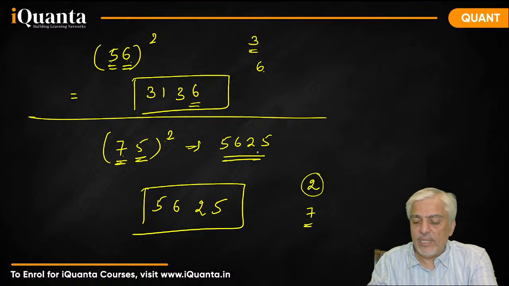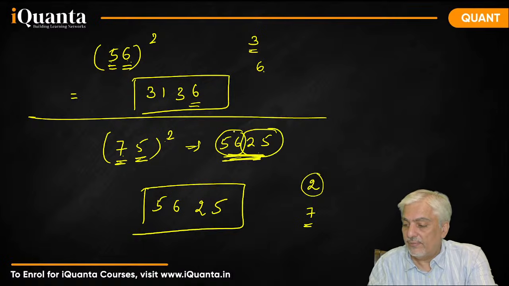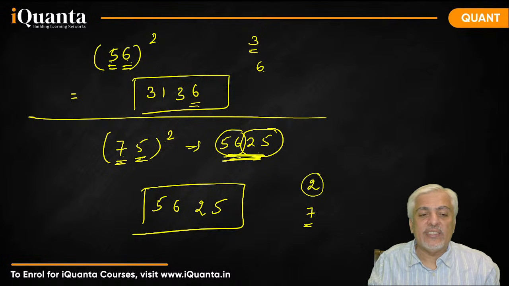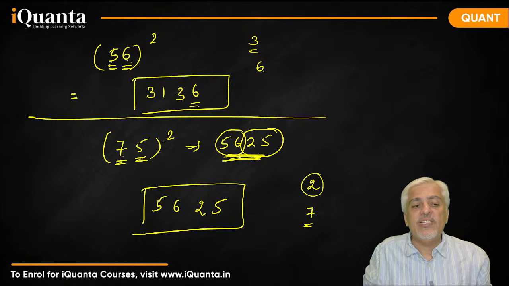Same. One is the method for 7 and 5 that I taught, what comes after 7? 8, 7 8s are 56 and 25. No, this method which I am teaching is applicable for everything. This method I am teaching is applicable for every single thing.